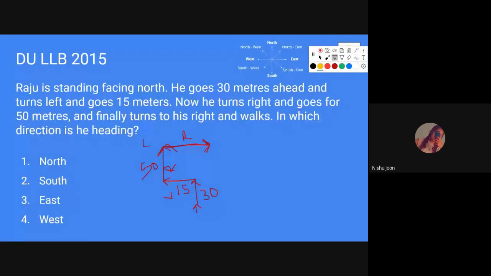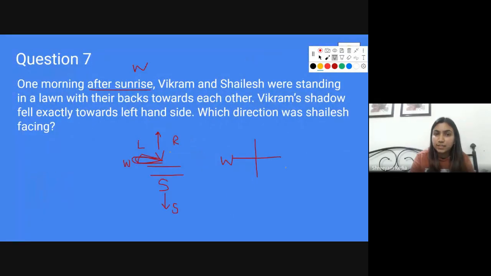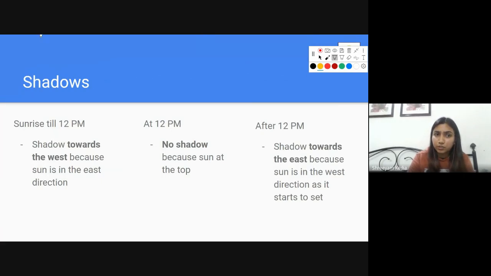So I hope everything's clear with directions now, guys. Just solve questions with this topic, okay? And send your doubts in the group. And now we'll move on to another topic. Let me start sharing the next slide with you. Okay? So just a minute. Okay, screen is visible?